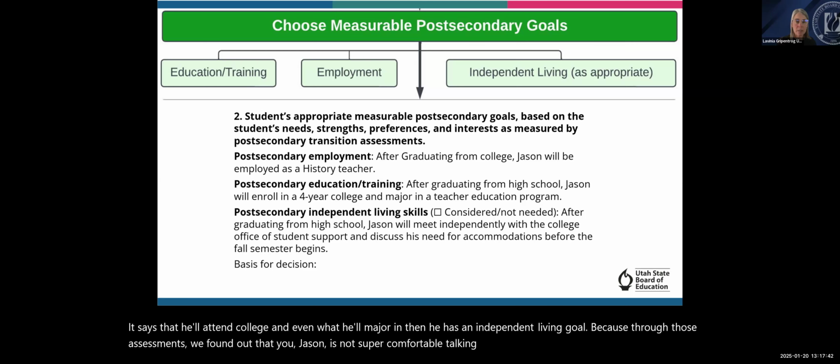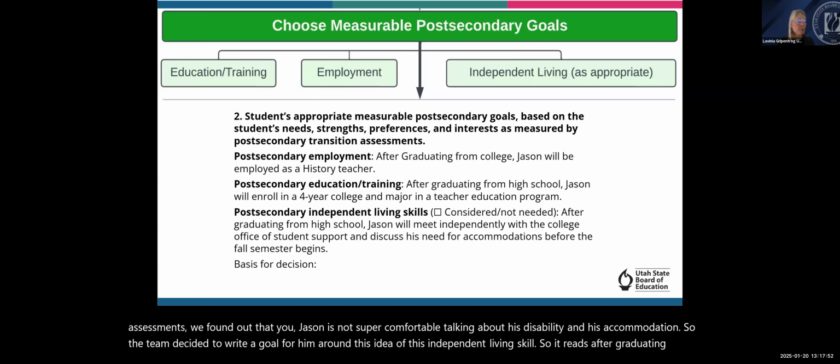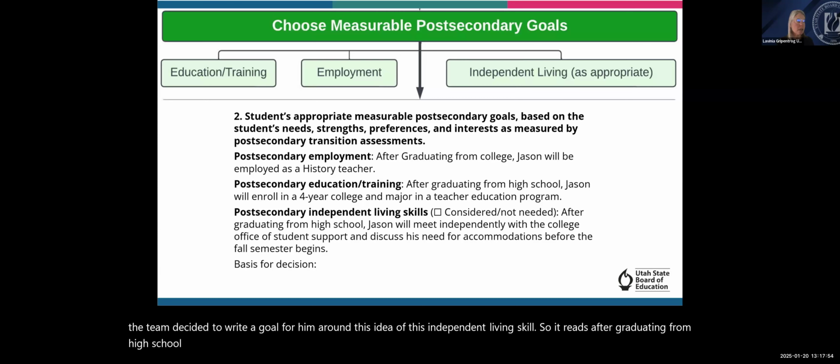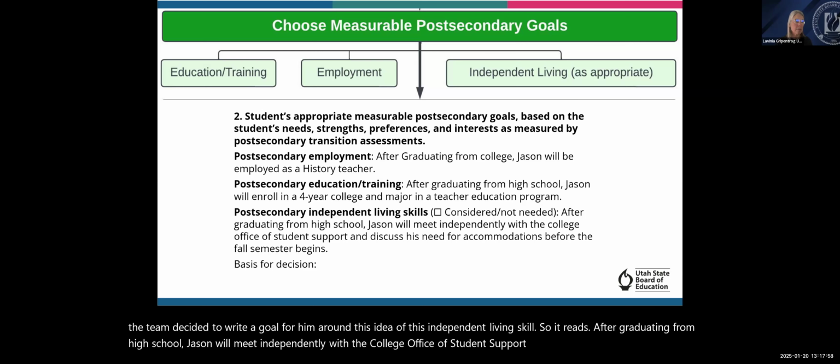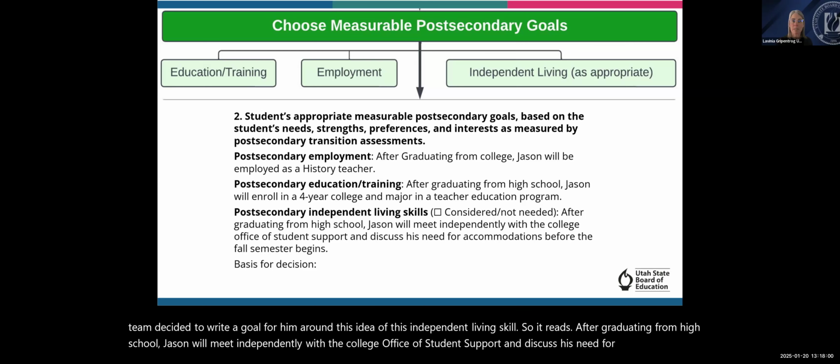So the team decided to write a goal for him around this idea of this independent living skill. It reads, after graduating from high school, Jason will meet independently with the College Office of Student Support and discuss his need for accommodations before the fall semester begins.